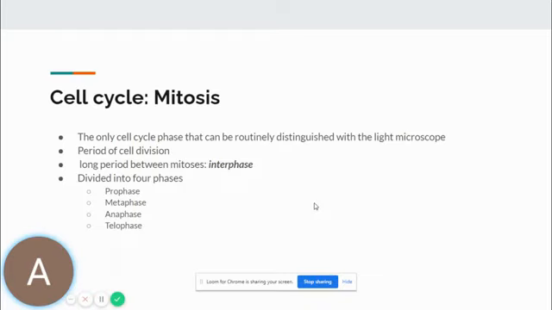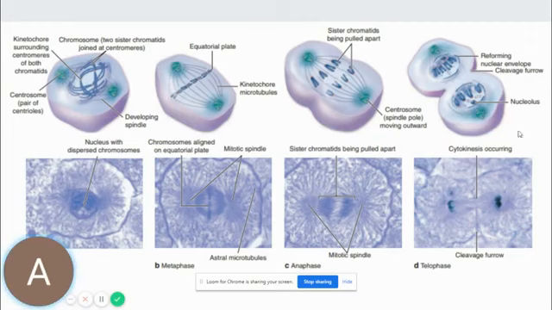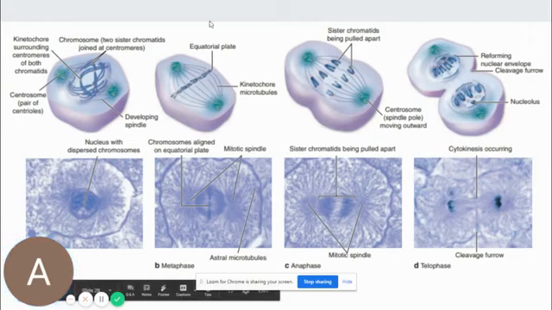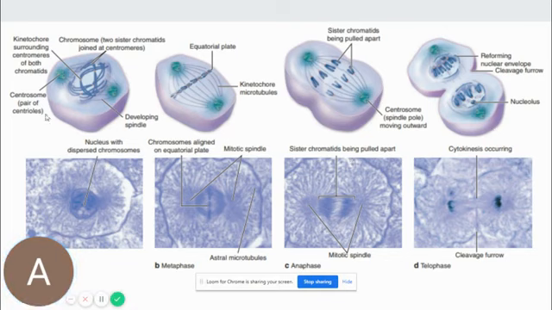And mitosis is divided into 4 phases. So you have prophase, metaphase, anaphase, and telophase. This is a very good depiction, found in your book. In prophase, as you can see, the two sister chromatids of each chromosome are joined at the center. Then the spindle starts to develop for the separation of the DNA material during mitosis.